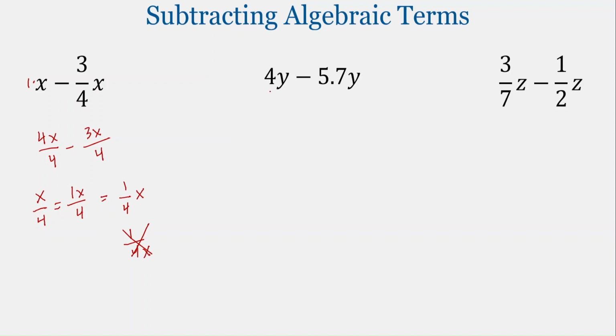So for this middle problem, we have 4y minus 5.7y. So the absolute value of the number that we are subtracting is bigger than the absolute value of the number we're subtracting it from. So what we have is 4y plus a negative 5.7y.